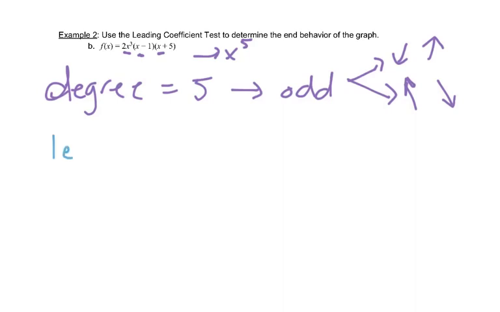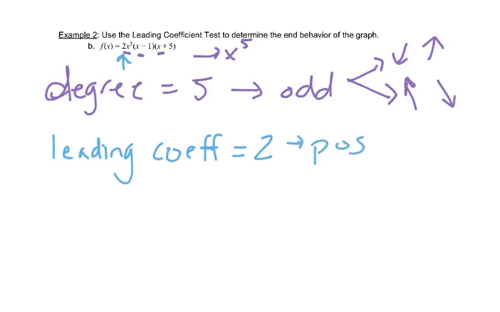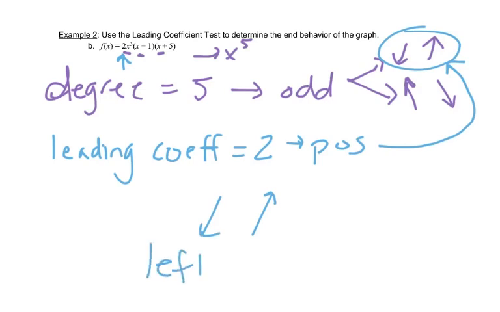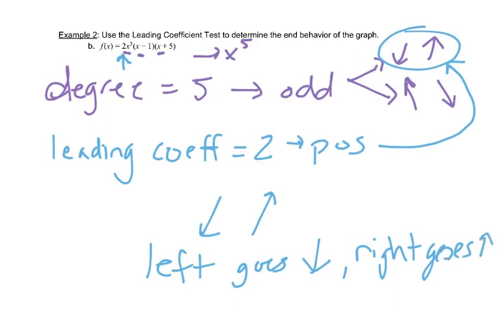So then I have to look at my leading coefficient. And the leading coefficient is this number that's in front. The leading coefficient here is 2, which is positive. And that positive leading coefficient tells me that the right end is going to go up. So my final answer is left goes down, right goes up.